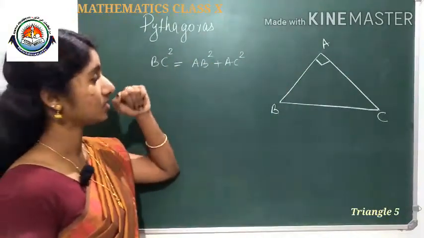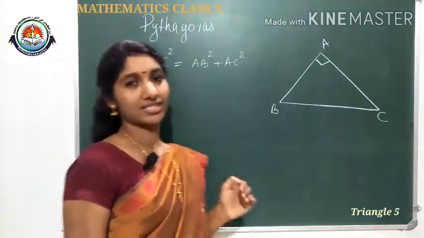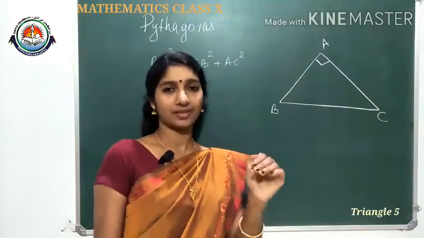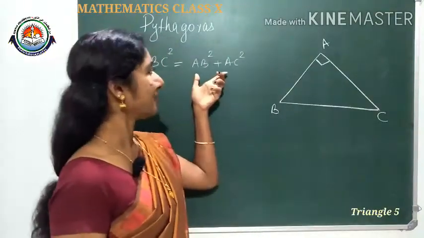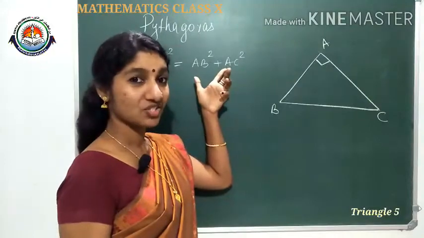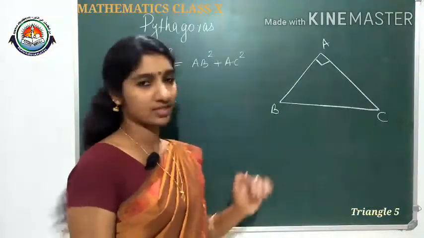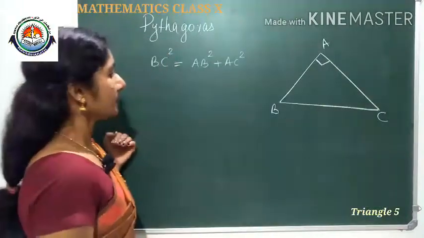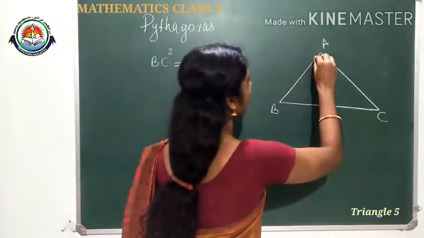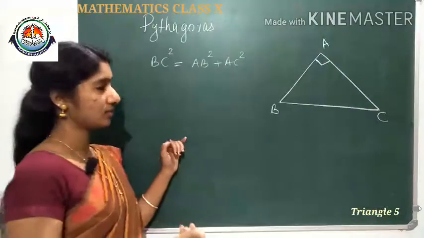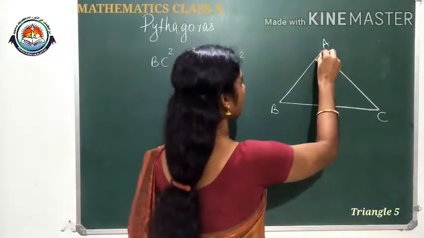Let us do its proof. Its proof will not be asked in the examination, but since it's a familiar theorem, we can just check how this result comes. Only for that I am discussing this proof. Before proving Pythagoras theorem, we have another result, actually we can give the proof for that.